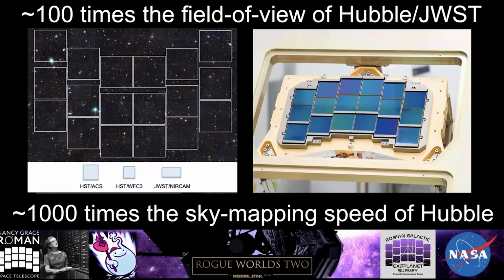Okay, so the way Roman achieves this large field of view is by using 18 H4RG detectors in this kind of smiley face configuration or frowny face, depending on which orientation you're looking at. And so this is 100 times the field of view of the largest instrument on JWST or HST. But not just that, Roman also is a much more efficient telescope, so it has 1,000 times the sky mapping speed, which means you can map large areas of the sky relatively quickly or smaller areas of the sky at high cadence, which is, of course, what we're interested in here.